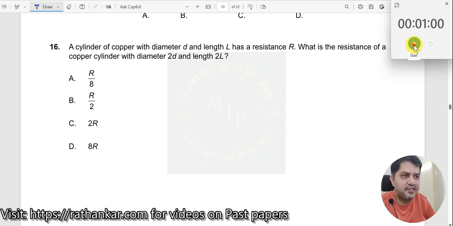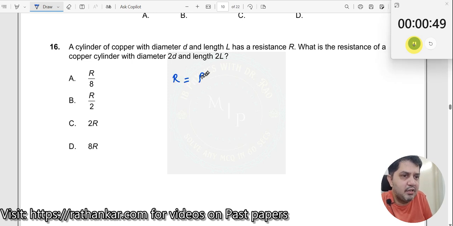Question number 16. A cylinder of copper with diameter D and length L has a resistance R. When L, D and R are all given, use the formula R is equal to rho L divided by A. So this is rho, this is L divided by area.